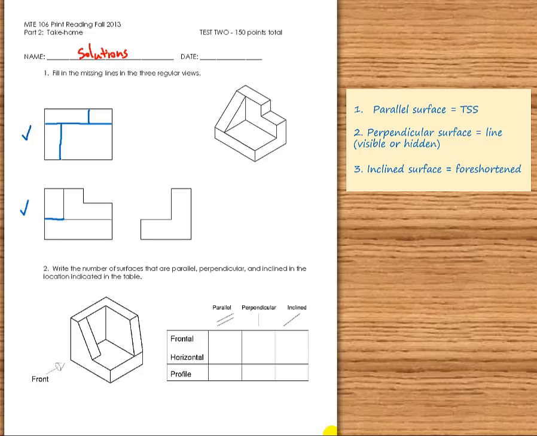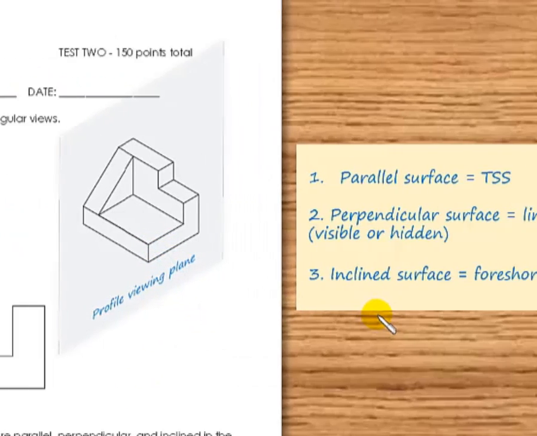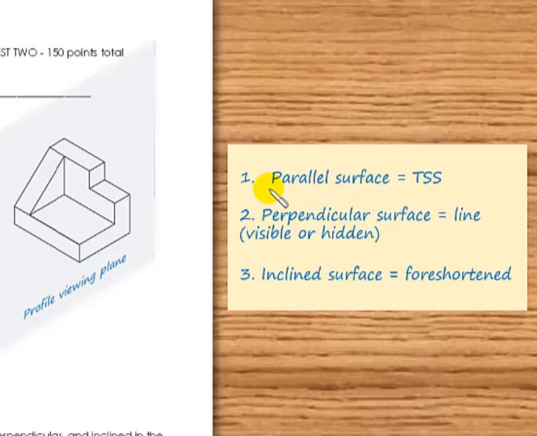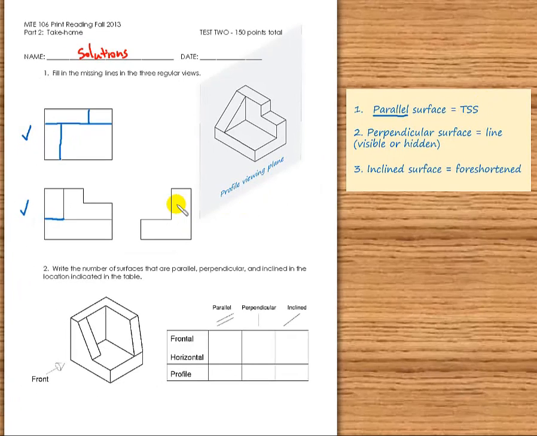Next, we'll look at the right side view. To do that, we have to look through the profile viewing plane from the right side. Once again, we will apply these same three principles. Surfaces that are parallel to the profile viewing plane should appear true size and shape in the right side view. Surfaces that are perpendicular to the profile viewing plane should appear as lines in the right side view. They could either be visible or hidden lines. And finally, surfaces that are inclined to the profile viewing plane should appear as a foreshortened surface in the right side view. So looking through the profile viewing plane, we should look for parallel surfaces.